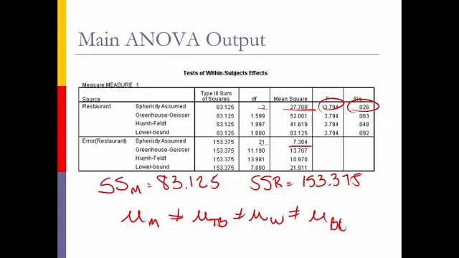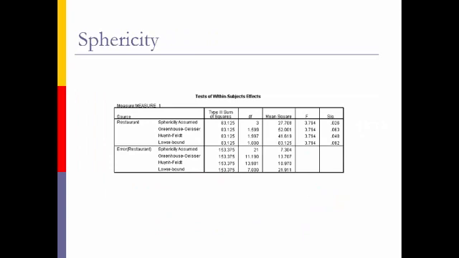So we just know that the means are not equal, but we want to know which is which. All right, so let's look at this again. The sphericity, because we do violate sphericity, it makes our F ratio inaccurate.